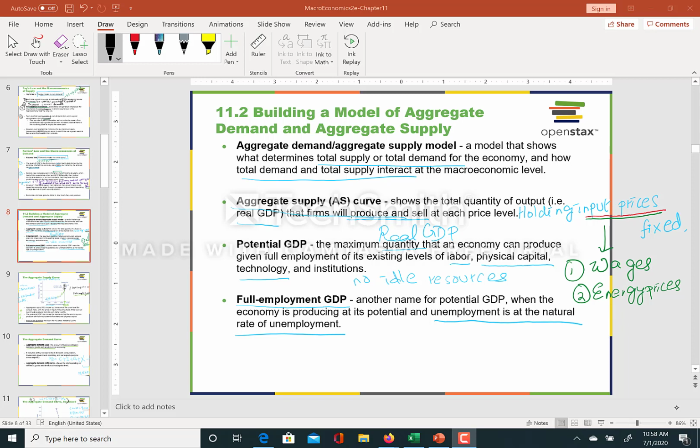Then we define potential gross domestic product. By potential gross domestic product, we mean the real gross domestic product that is produced using all the resources or all the inputs in an economy, and we are producing the maximum real gross domestic product. Another name for potential gross domestic product is full employment gross domestic product, and the unemployment associated with full employment gross domestic product is called the natural rate of unemployment.